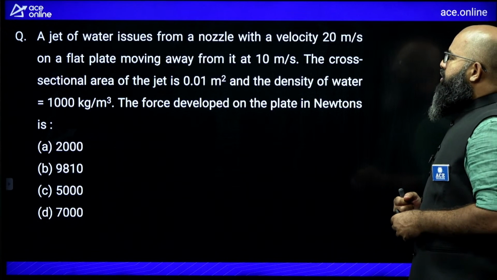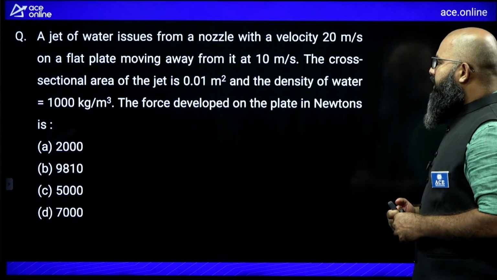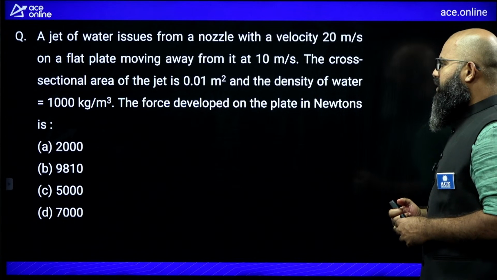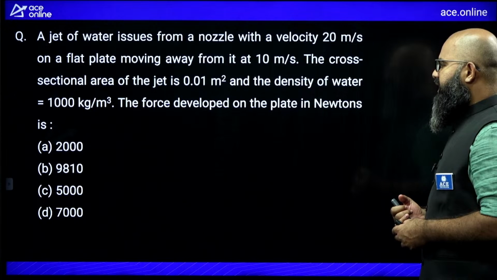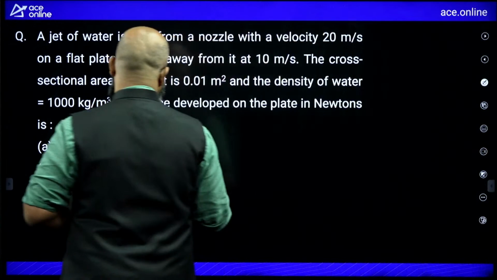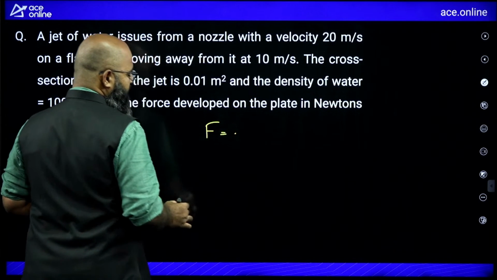The next question. A jet of water issues from a nozzle with a velocity of 20 meter per second on a flat plate moving away from it at 10 meter per second. The cross section area is equal to 0.01 meter square. Density of water is 1000 kg per meter cube. Force developed on the plate is equal to how much? Now you should know the formula for force in this particular case.